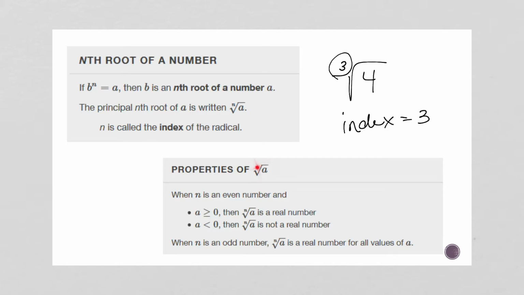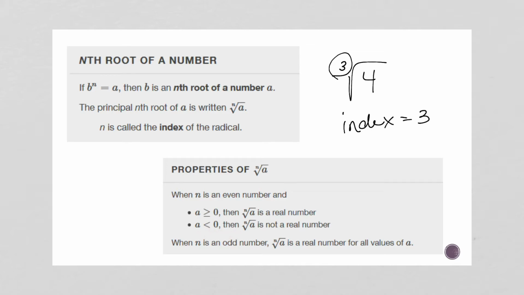So this number right here, the index, okay? It says here that when n is an even number and a is greater than 0, then you can take the root of that. If n is an even number and this number is a negative number, so less than 0, then it's not a real number. We're not going to talk about imaginary numbers in this class, but just so you know, there is such a thing, and some of you may have learned that back in high school. We will not be dealing with them in this class.